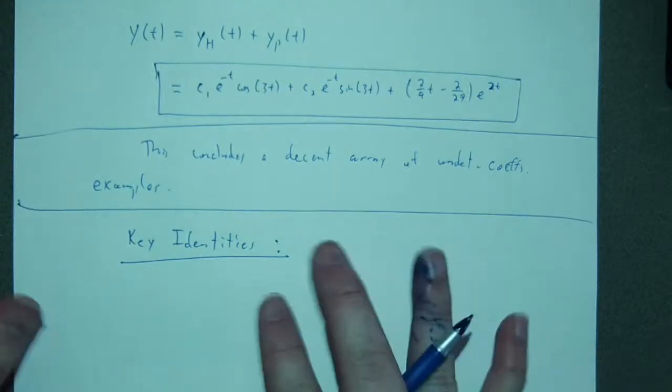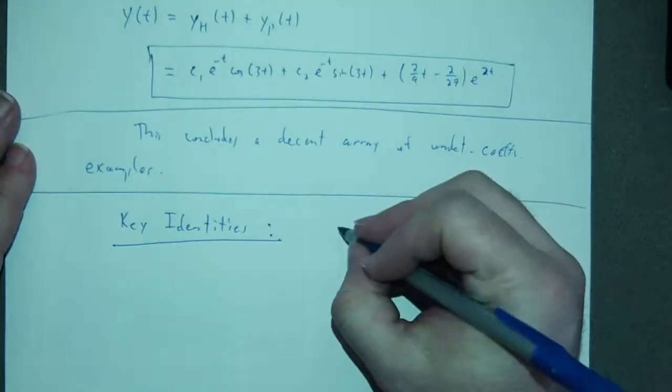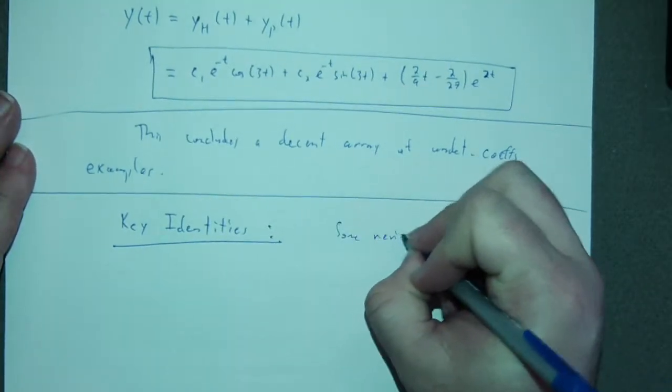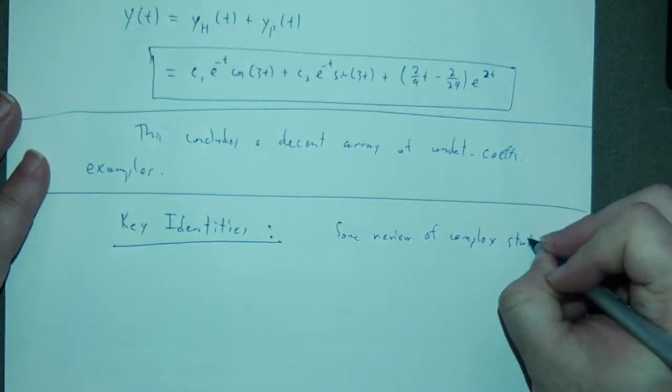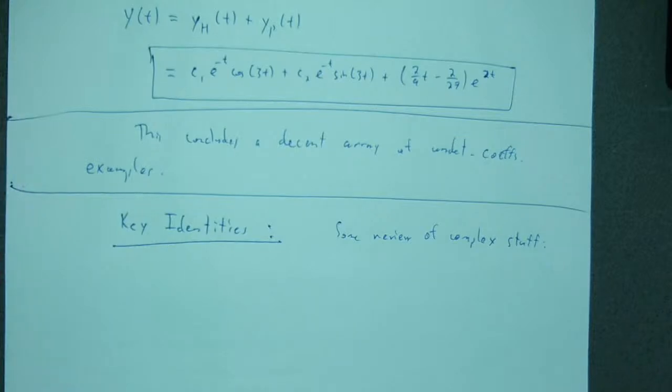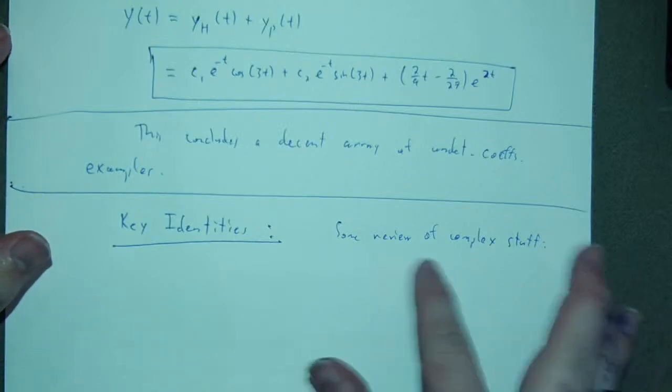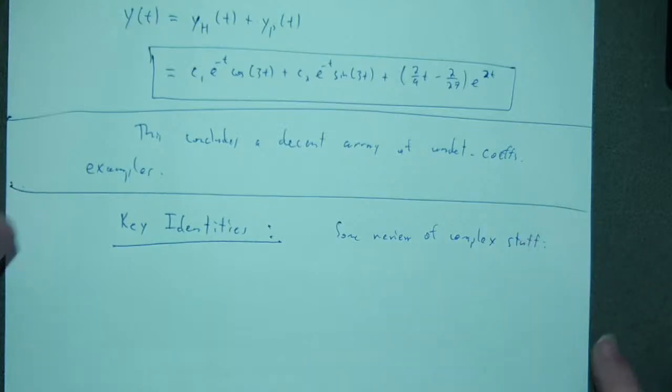So before I can get into key identities, some review of complex stuff. If any of this is confusing, I would encourage you to have a look at some basics of the complex plane and the algebra of complex numbers. We're not going to get into it too deeply here. We're just going to do the bare minimum that we need. So, some review of complex stuff.